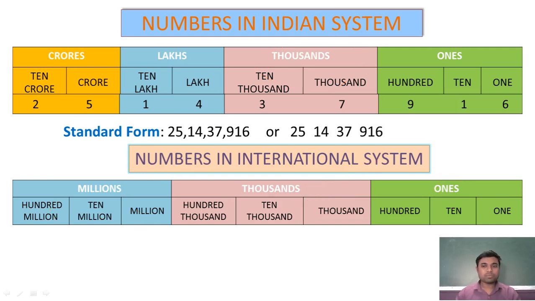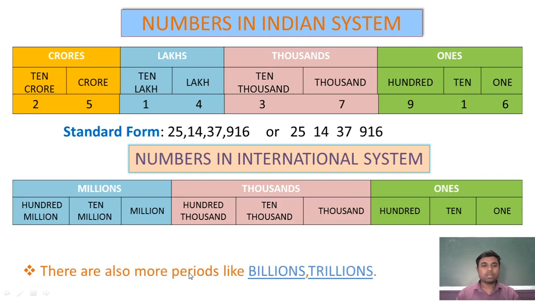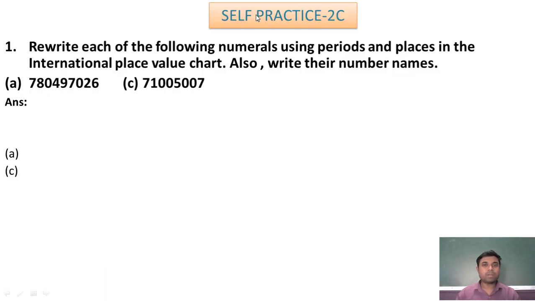So in the international system, this is the table of the place values. There are also more periods like billions and trillions. Is it clear? Now come to Self Practice 2C.